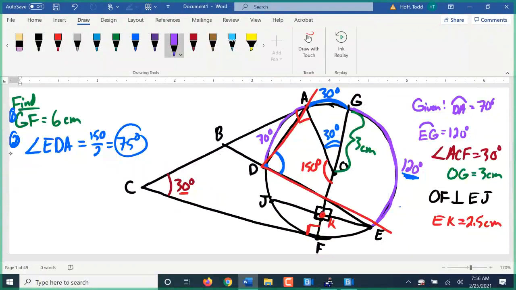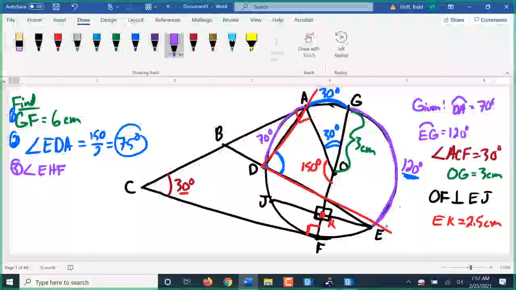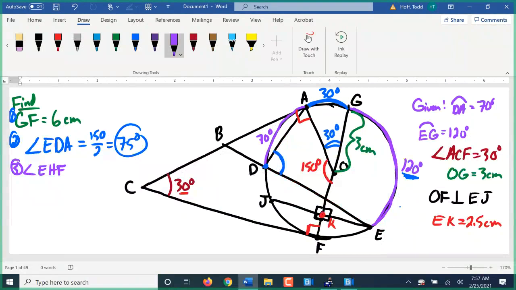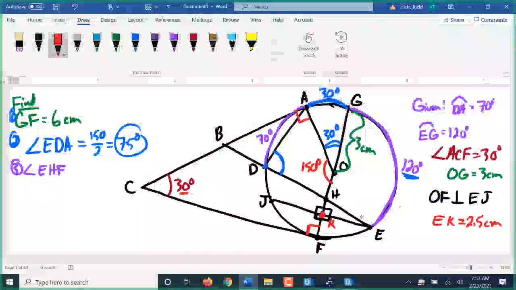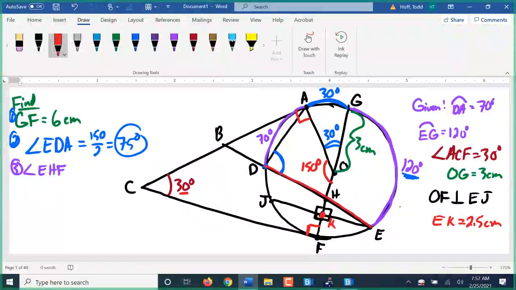Next, I'm going to ask you to find angle EHF. Let's erase this here. Where is point H here? Forgot to label it, that's why. There's point H right there. So angle EHF is this angle right here. So it's formed off of these two intersecting chords. I'm looking for that angle right there.